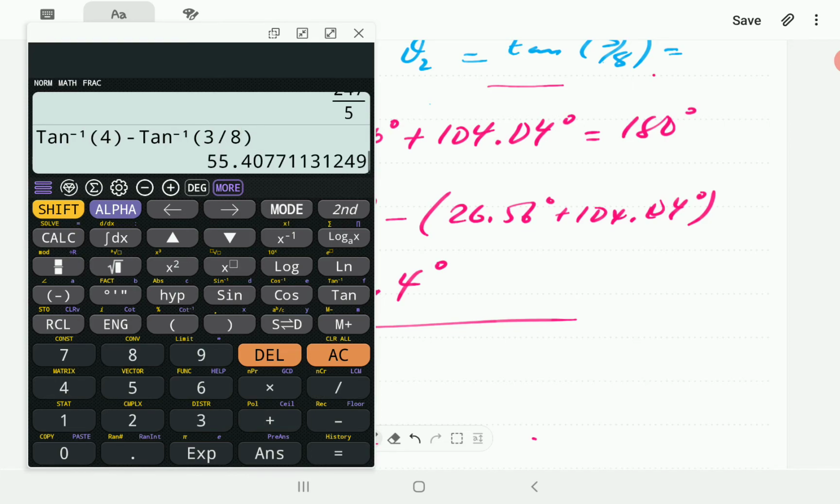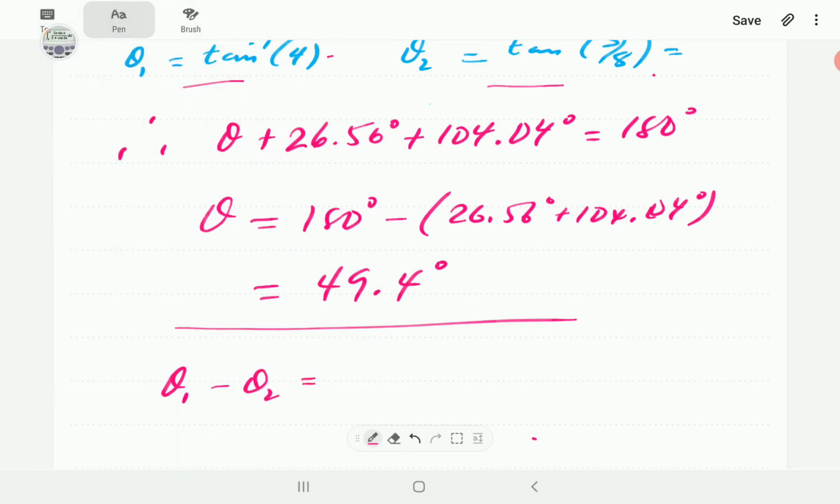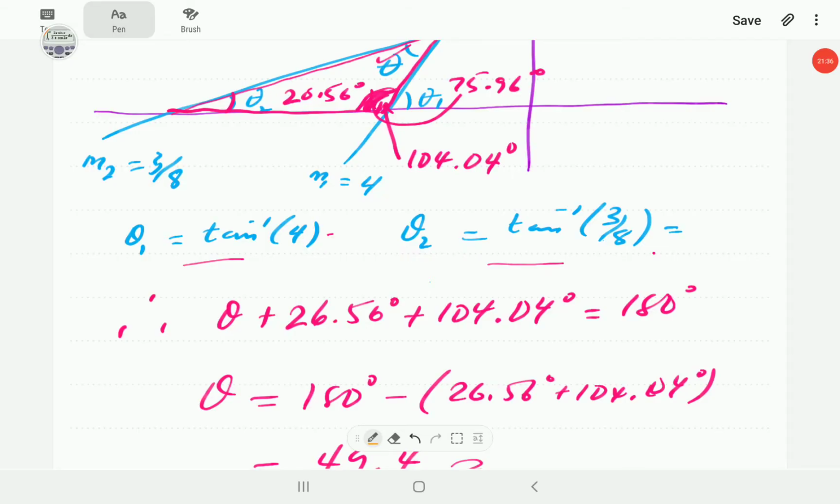Okay, and we get 55.4, which suggests that there is an error, because that should be the same as this one. So let me just check where the issue is. Okay, sorry, there's an error here.